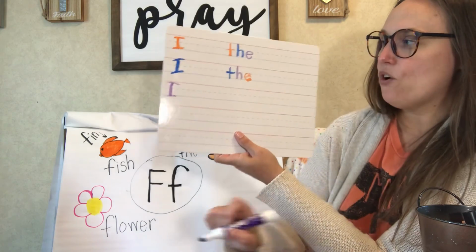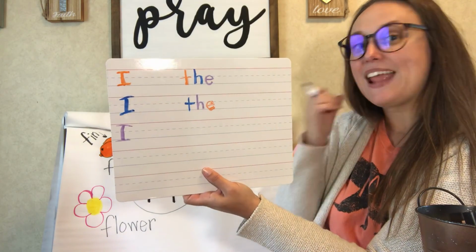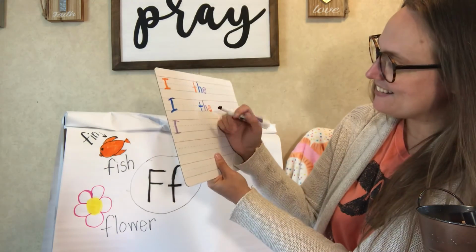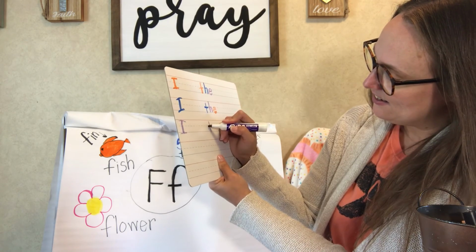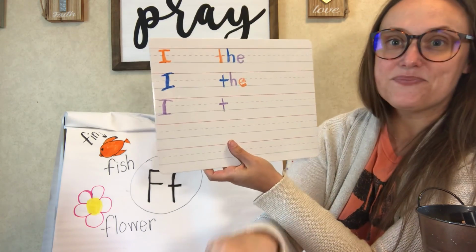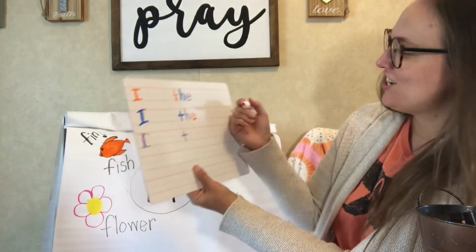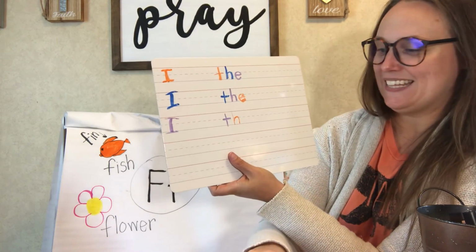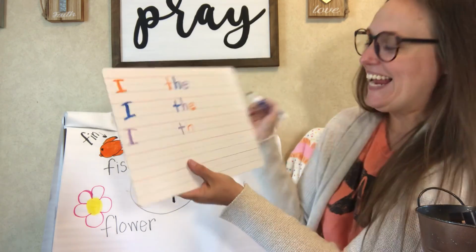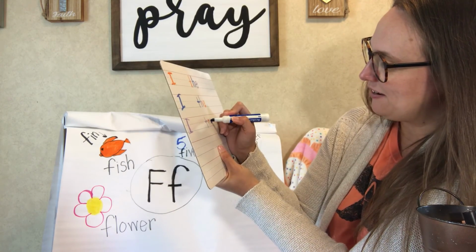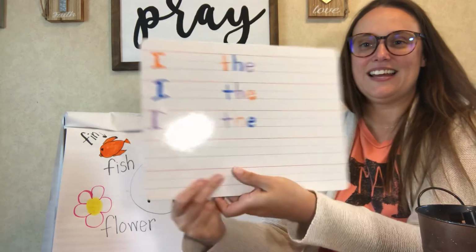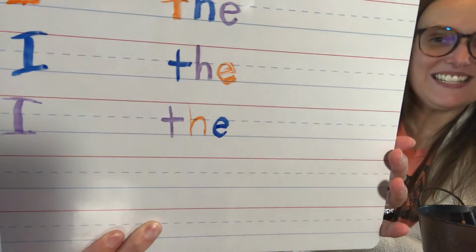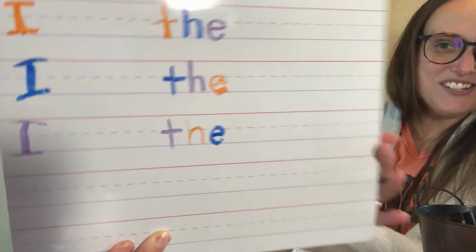All right. One last time, kindergarten friends. What's my first letter? T. Excellent. What's my next letter? H. And what's my last letter? E. Good job. T-H-E spells the. Good job, kindergarten friends.